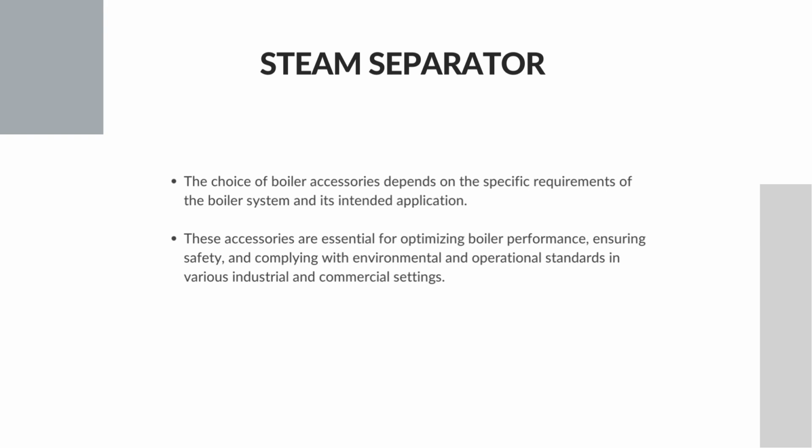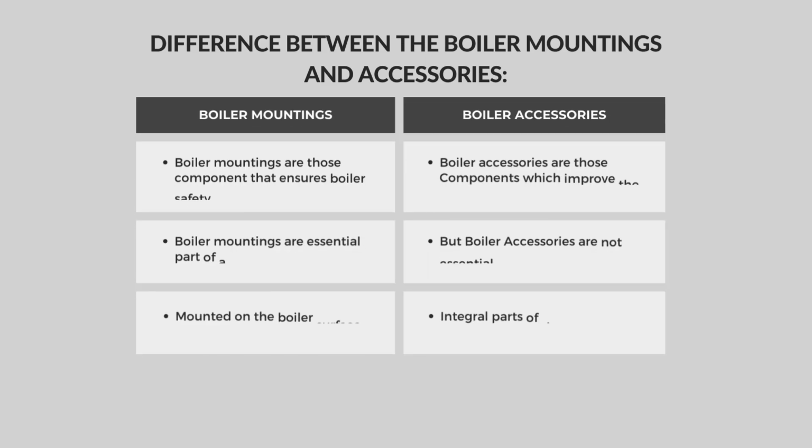Now, let us discuss the difference between the boiler mountings and accessories. Boiler mountings are those components that ensure boiler safety, but boiler accessories are those components which improve the boiler efficiency. Boiler mountings are an essential part of a boiler, but boiler accessories are not essential. Boiler mountings are mounted on the boiler surface, but boiler accessories are an integral part of the boiler, but not mounted on it.